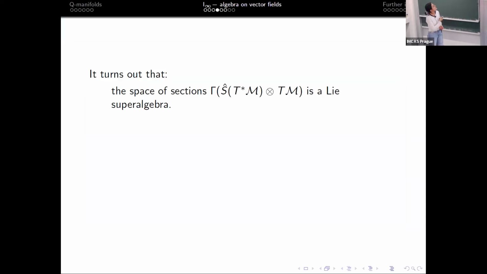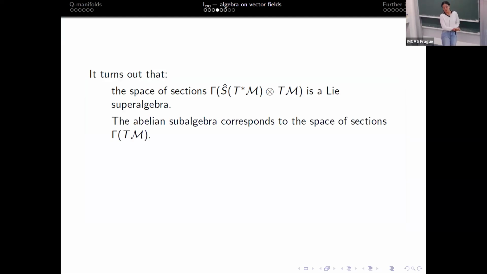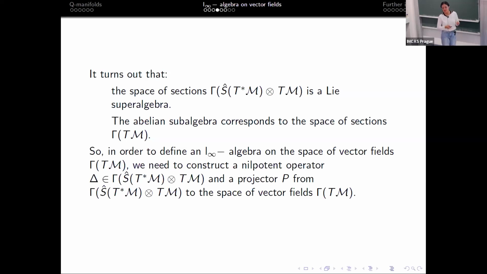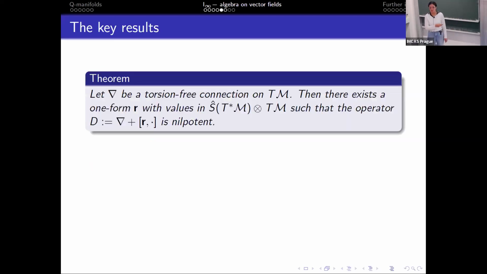So as I mentioned before, it's important to have in mind that the space of sections of the bundle that I mentioned before is the Lie superalgebra. The abelian subalgebra will be the space of vector fields inside this other bundle. So now we need to find the delta operator in the previous proposition to construct the L-infinity brackets. And to do this, I need to use these lemmas, Fedosov lemma.